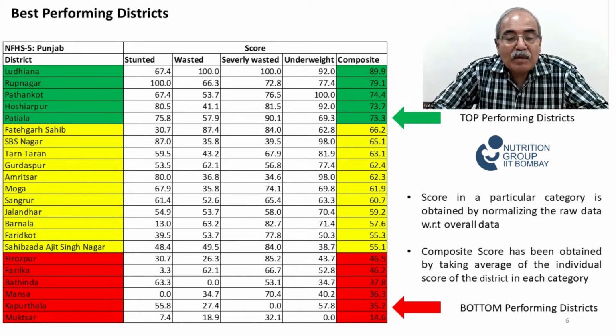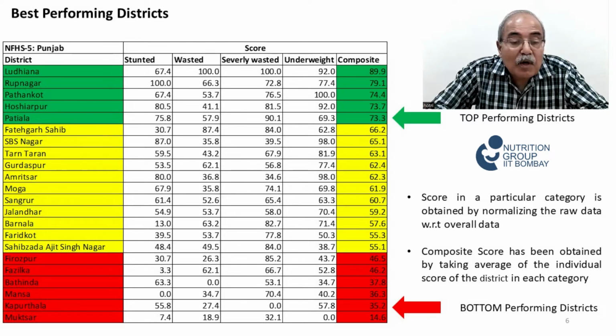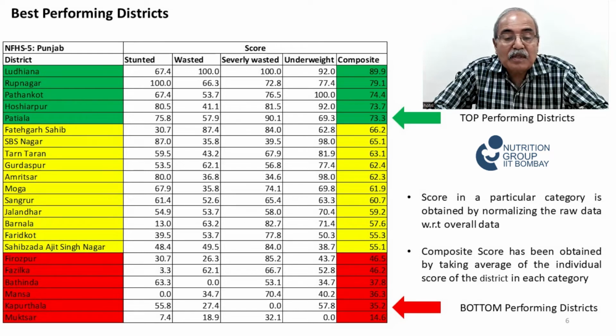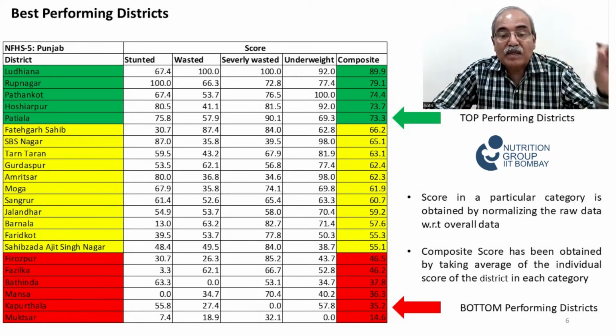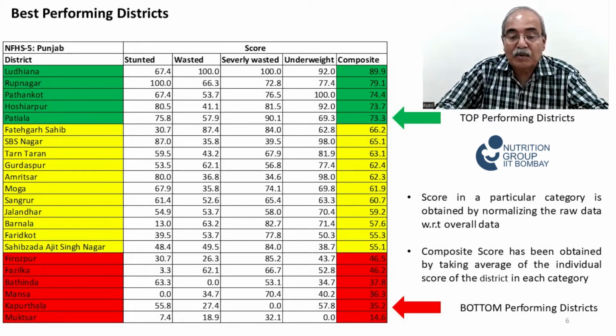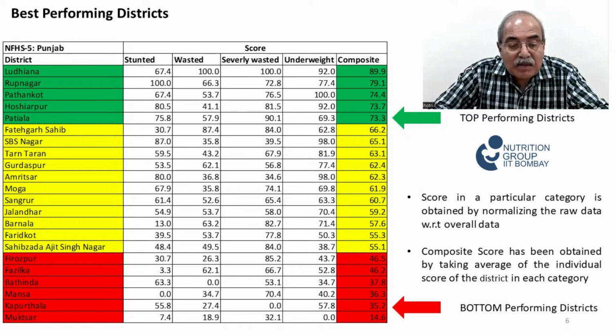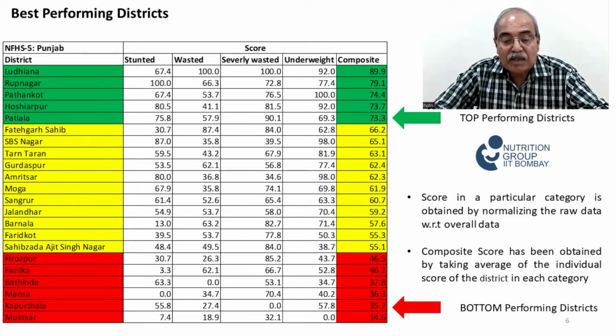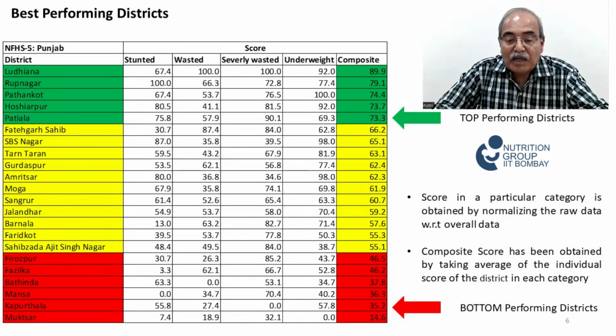So for example, if you look at the top district, Ludhiana, in stunting it has a score of 67. Wasting 100 because it says least wasting. Similarly, severe wasting, and underweight it is 92. So its composite score becomes something like 89, average of the 4. Similarly, you have districts like Mukt, which has done fairly badly in all the segments. Its score is very low.